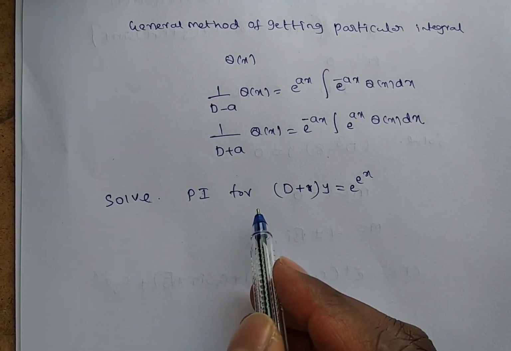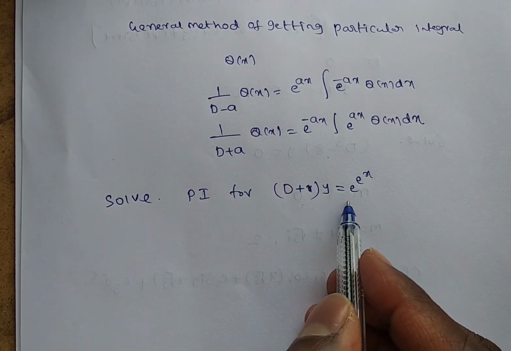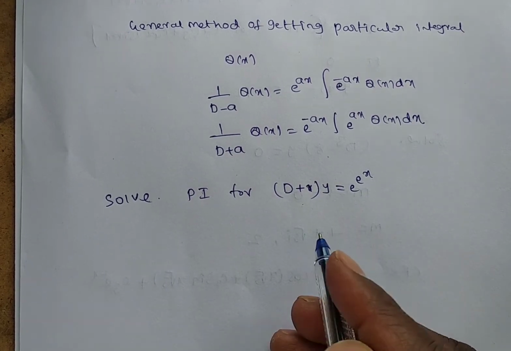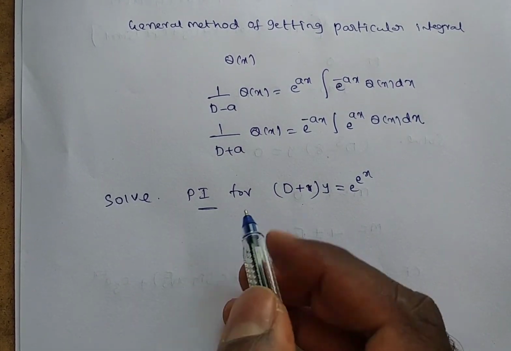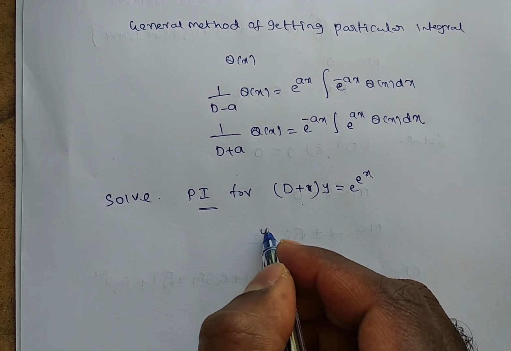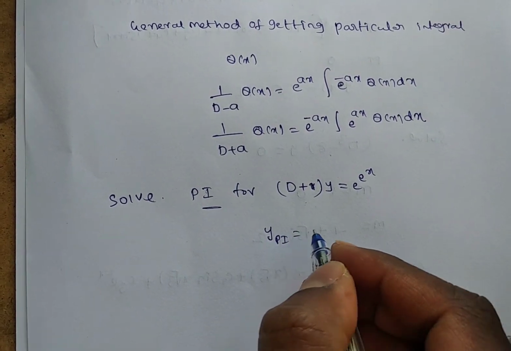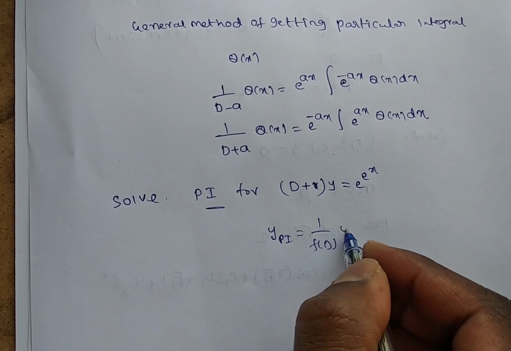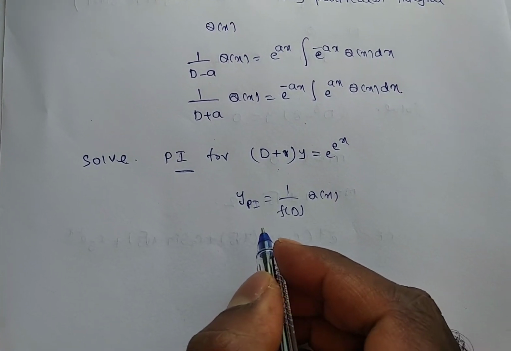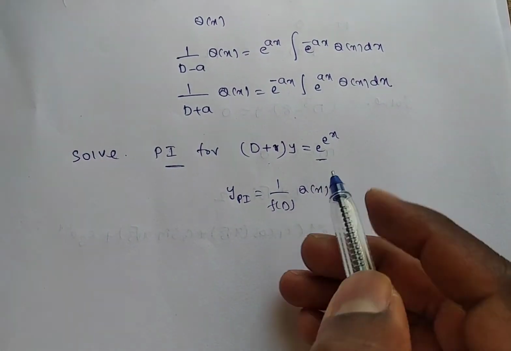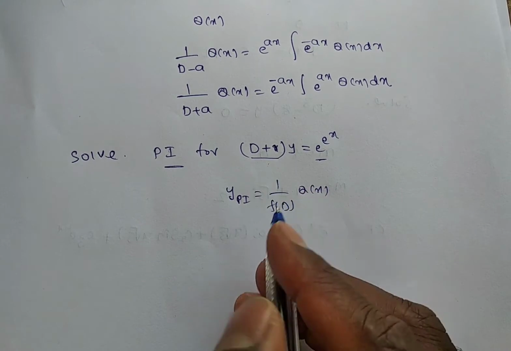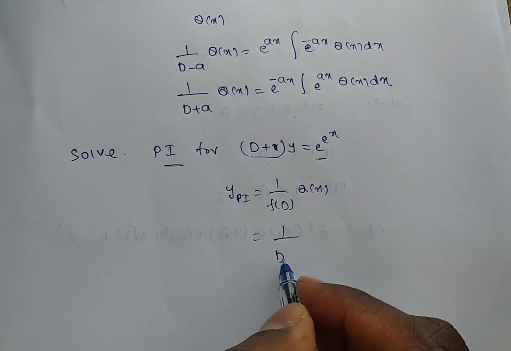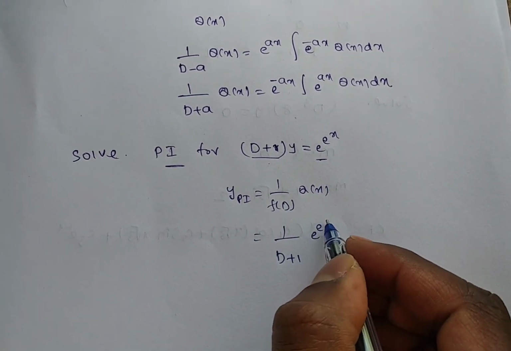Solve (D plus 1) y is equal to e to the power of e power x. Now we only need to find the particular integral for this. What is the particular integral? You have y PI is equal to 1 by f of D into Q of x. What is Q of x? Here you have e to the power of e power x as Q of x. f of D is D plus 1 only. So this is equal to 1 by D plus 1 into e to the power of e power x.